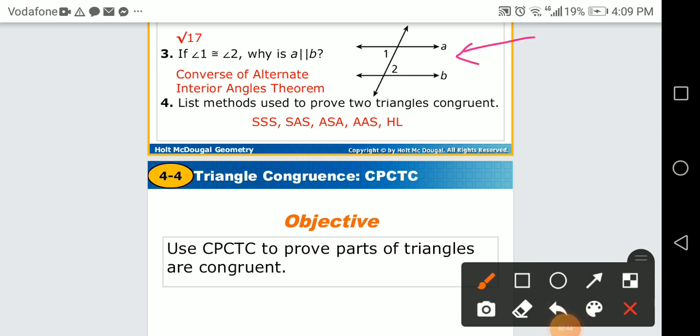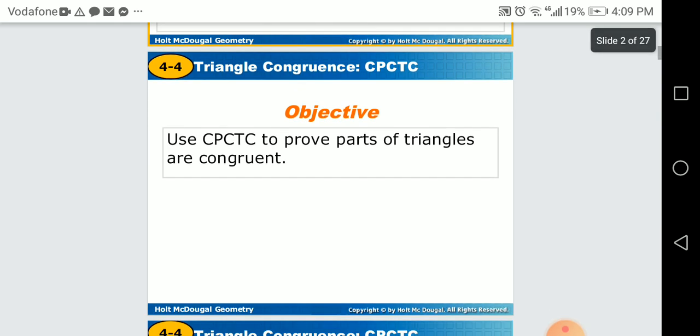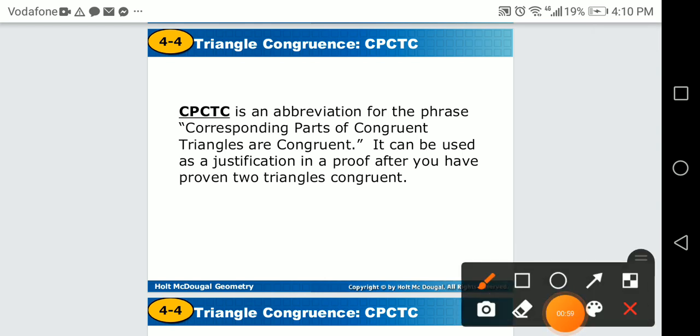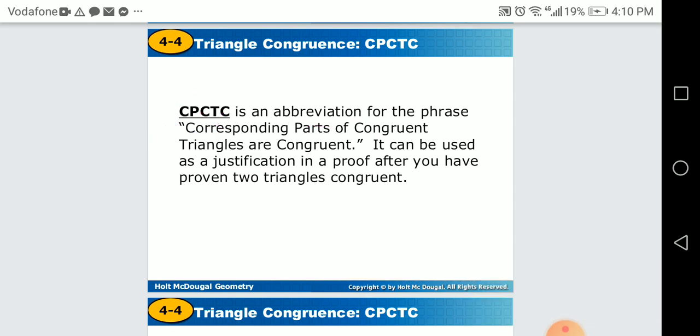If I ask you in this diagram, angle 1 and angle 2, what's the relationship? Alternate interior angles, and they are congruent. Remember, guys, that CPCTC is an abbreviation for the phrase corresponding parts of congruent triangles are congruent.